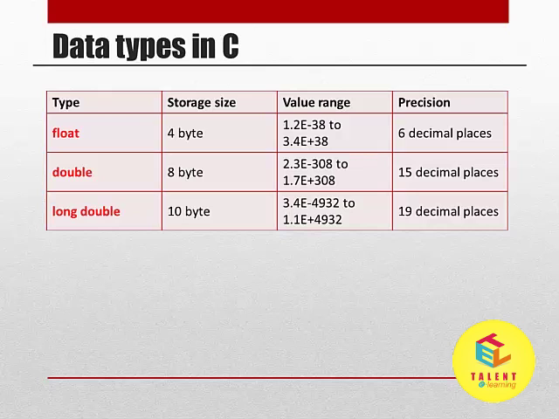Long double, its storage size is 10 bytes, holds up to the given value range, and its precision is 19 decimal places. So this was the introduction to basic data types in C. From the further tutorials, we will go to the C programming and write some code. Thank you.